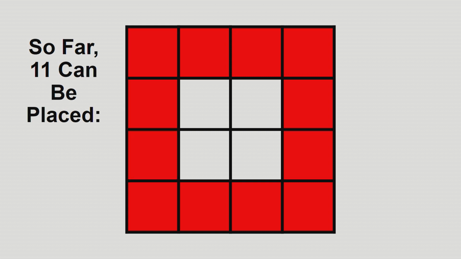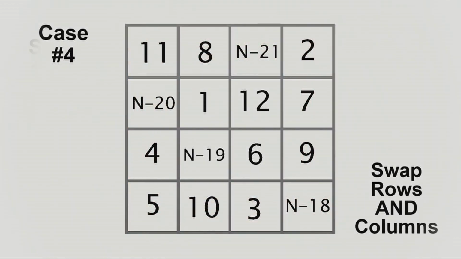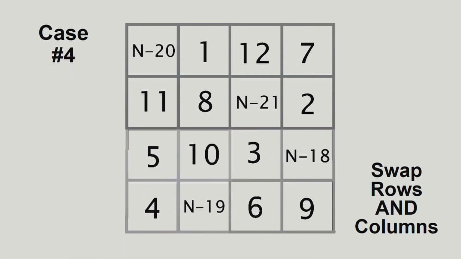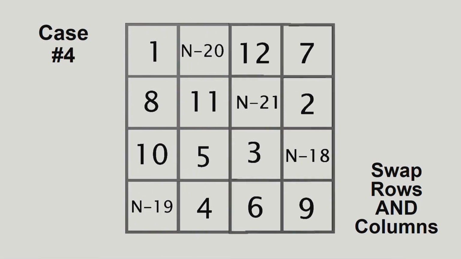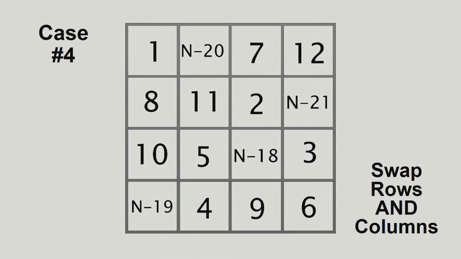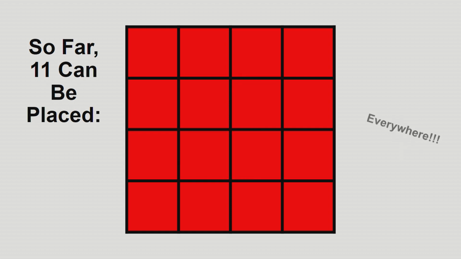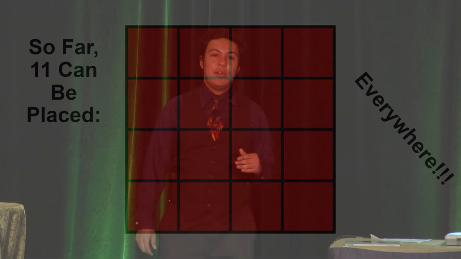Case number 4 is the hardest case, and it's the most computationally difficult in your head, because you are going to be combining case 2 and 3 by swapping the rows and the columns, and that looks like that. Now we're able to put the 11 right here, right here, right here, and right there. And so that is everywhere. That is how you are able to put the 11 in any of those 16 spots. Again, you can extend that to any of the particular numbers, 1 through 12.